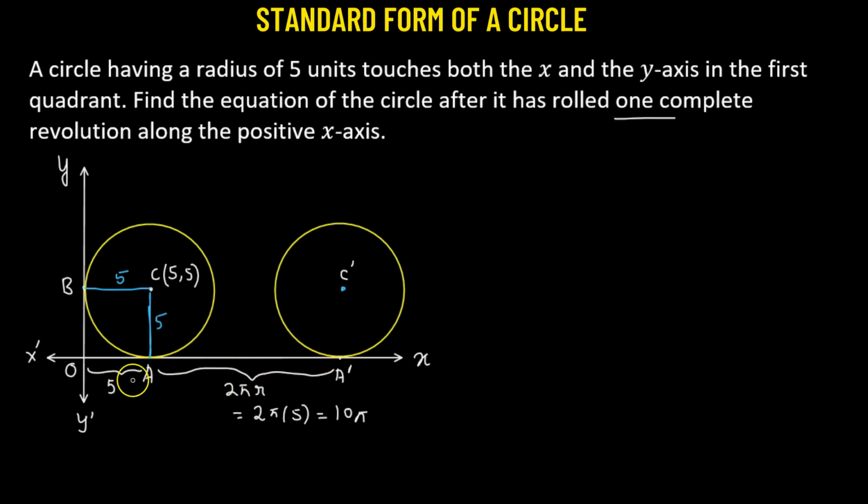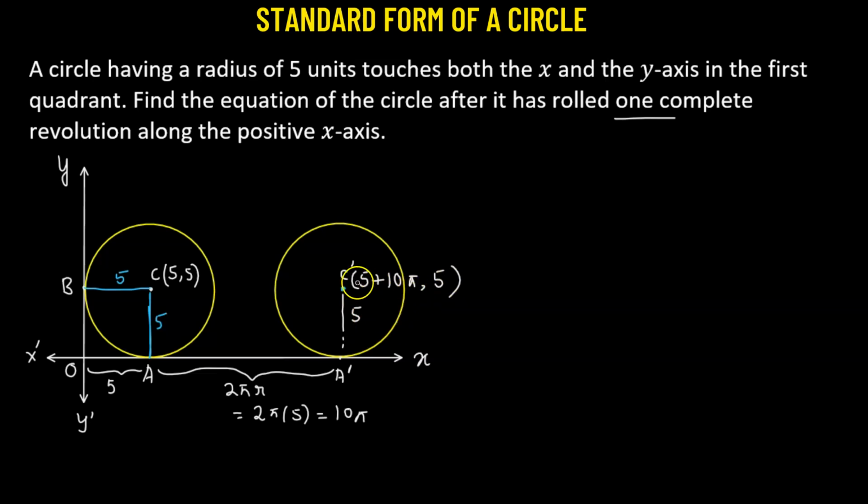So what is the total length? The total length will be OA prime. So that means this length will be 5 plus 10 pi. So we can find out the x coordinate. Initially it was 5 units from the origin O, and it has undergone another distance of 10 pi. So this is going to be the length of the x coordinate of the center, and then the height is going to remain the same, which is still 5, which is the radius of the circle. So we have the coordinate of the circle.